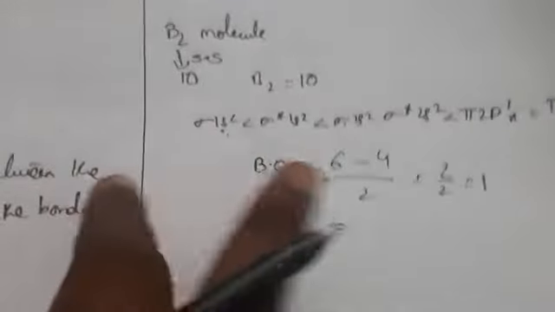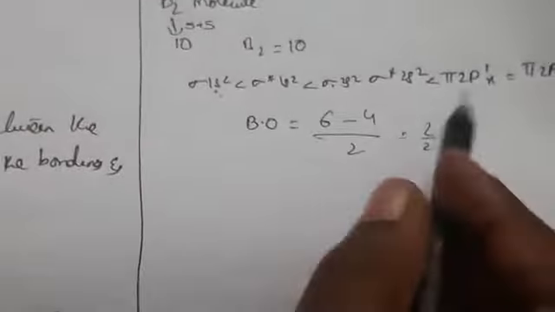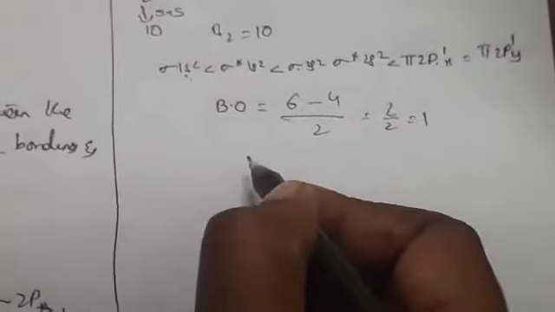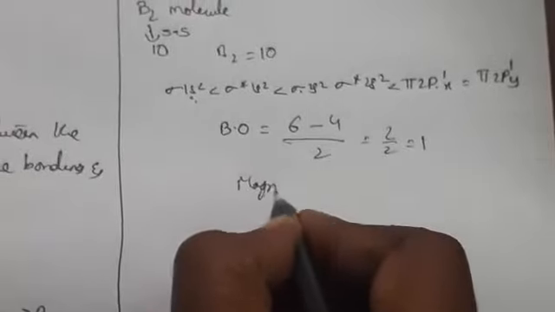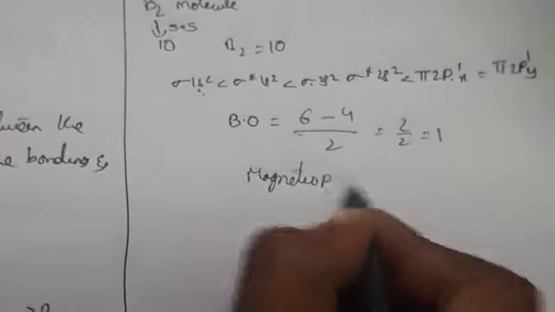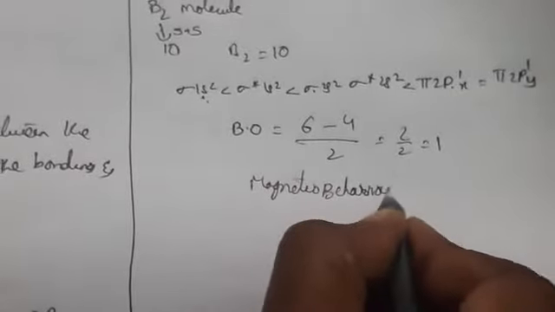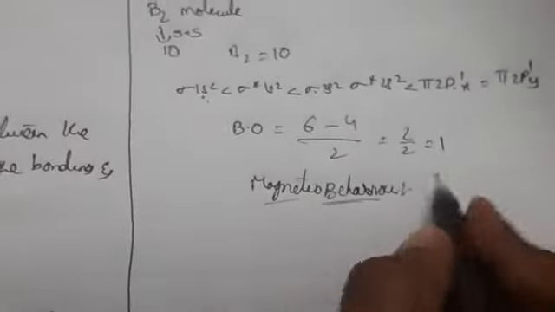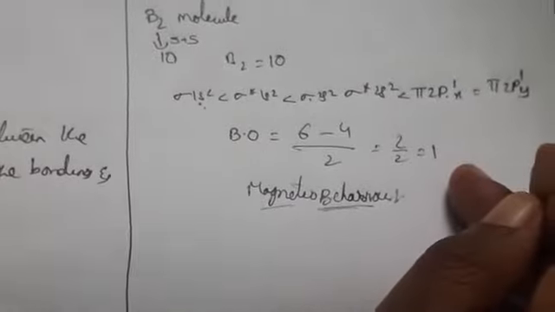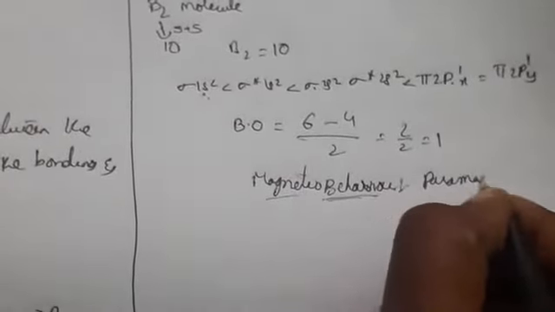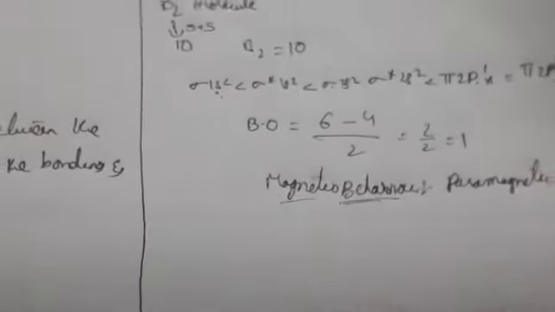Now, how many unpaired electrons do we have? Two unpaired electrons. For magnetic behavior, a molecule having unpaired electrons we call paramagnetic, and one having all paired electrons we call diamagnetic. Here we have unpaired electrons, so it shows paramagnetic behavior.